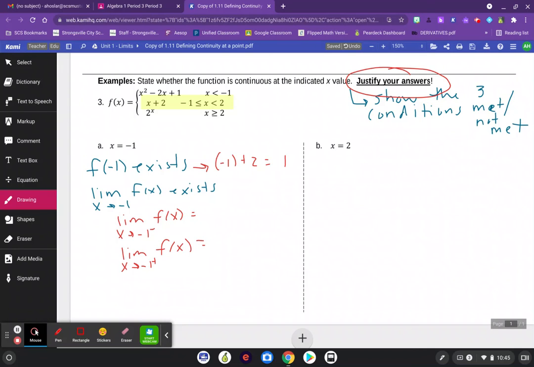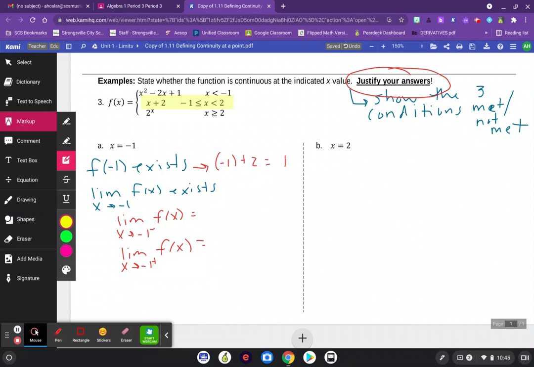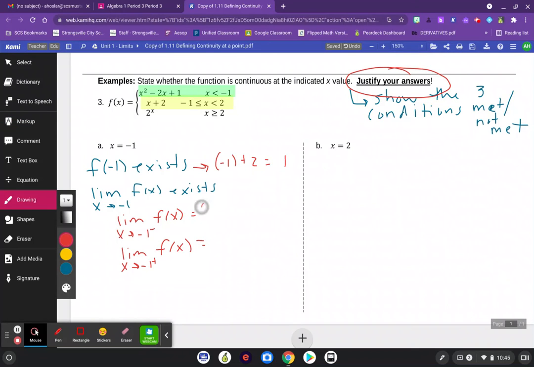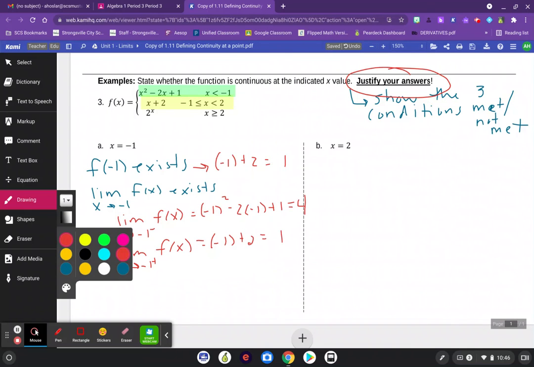Okay, so the limit as x approaches -1 from the left, well, that's going to be actually this function right here. And so when I go to evaluate that, I've got -1 squared minus 2 times -1 plus 1. So what is that? 1 plus 2, which is 3, plus 1 is 4. And as I approach -1 from the right, that's my yellow highlighted function, which we technically already evaluated to be 1. And what I notice is that these two outputs are different.